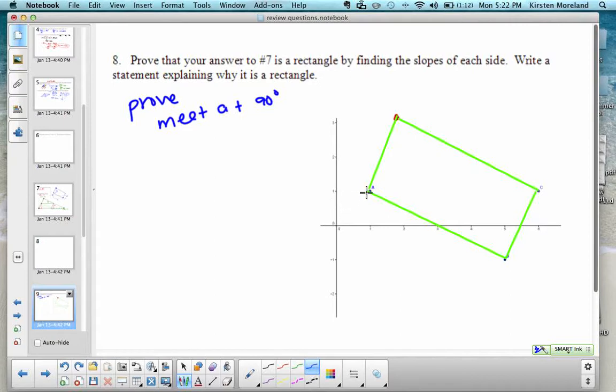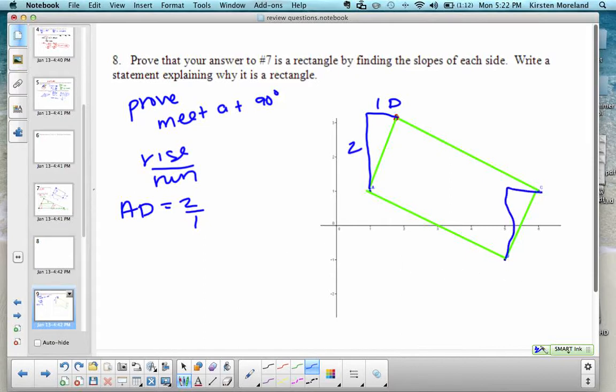To do that, we're going to look at slope. So I'm going to count up and over on this one. Up 2 over 1. Remember, slope is rise over run. So the slope of A, and we'll call this point D, slope of AD is 2 over 1. Let me do the same to this one. It should be the same. I go up 2 over 1. So the slope of BC is also 2 over 1.